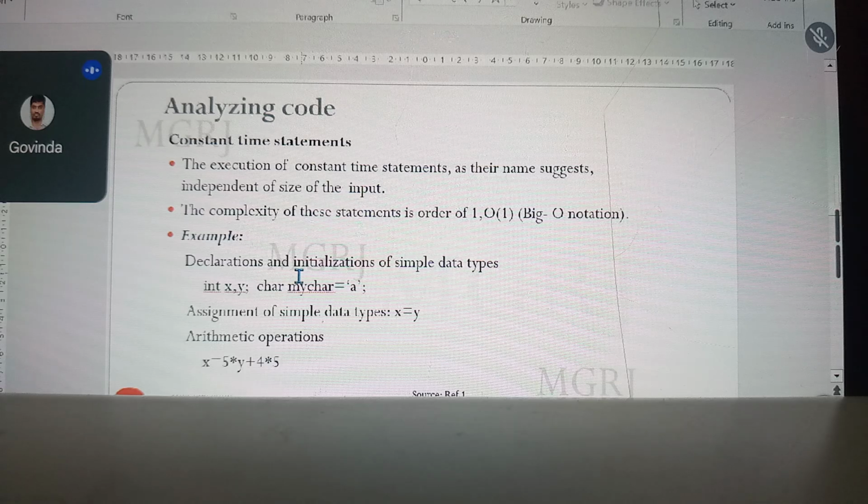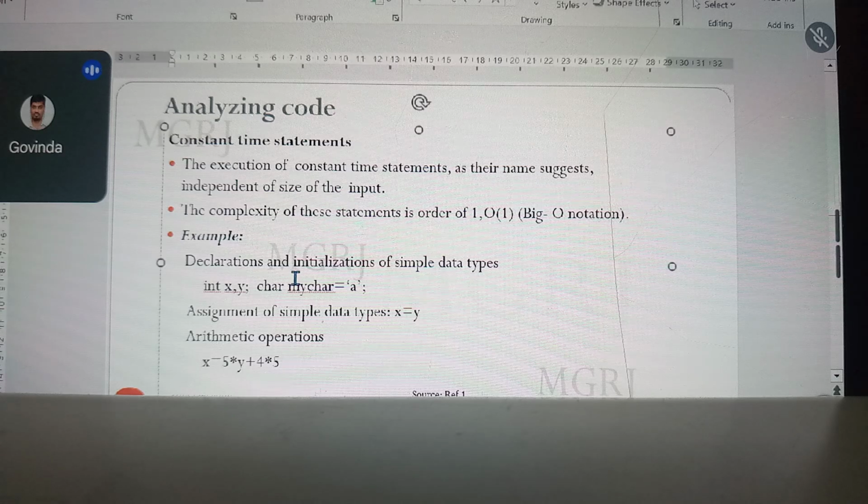Why? Because the execution time of that particular statement will not change with the number of iterations of the loop. n is the number of elements passed to that function. So the complexity of that particular statement will not vary with n. That's the meaning of it. I've given a couple of examples for constant time statements.